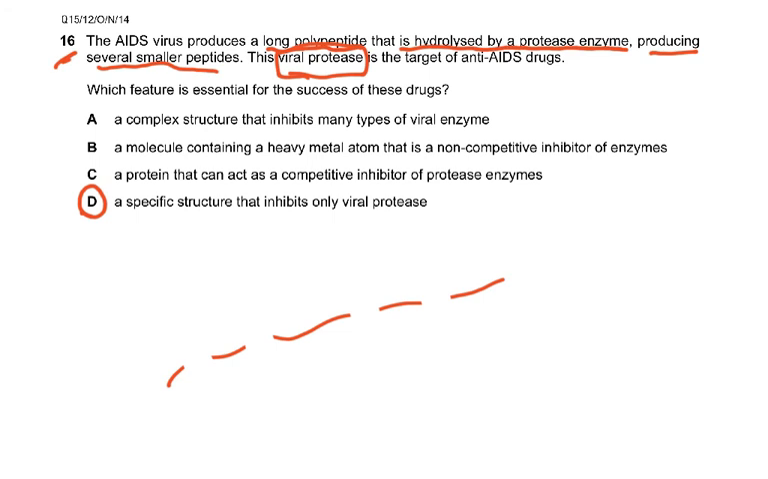Which features are essential for the success of these drugs? We have to see that it does not affect any other human enzyme. So a specific structure that inhibits only viral proteases, not any other protease which might be working in our body and will disable that and will result in malfunctioning of the body cells.